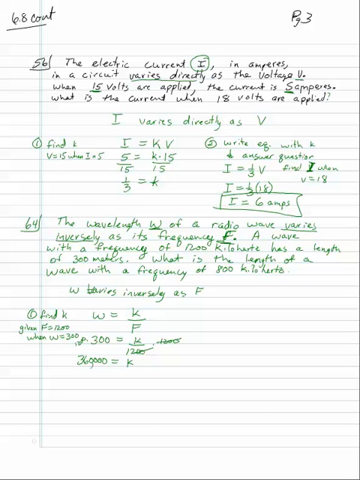So now part 2, we can write the equation. W equals 360,000 divided by frequency. And now we can answer the question. What is the length, what is W, when frequency equals 800 kilohertz?